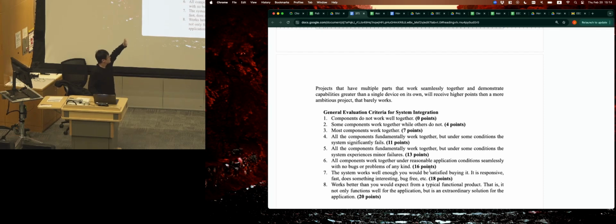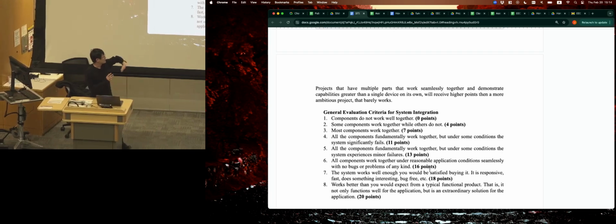These are just some descriptions of which type of integration levels we're looking for here. I think a good project is around 6 or 7 here. That's a pretty decent score already.